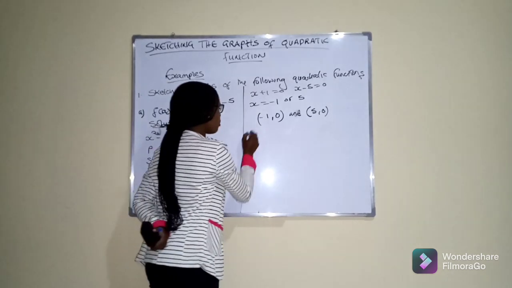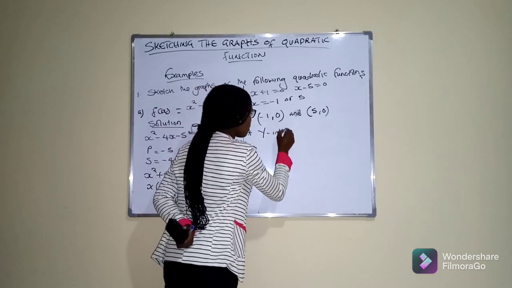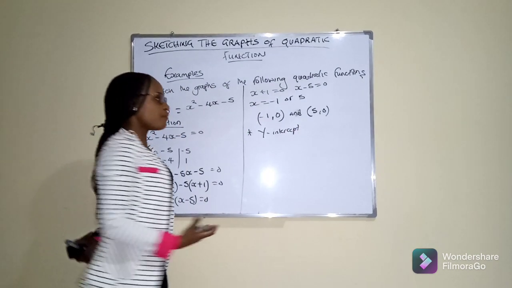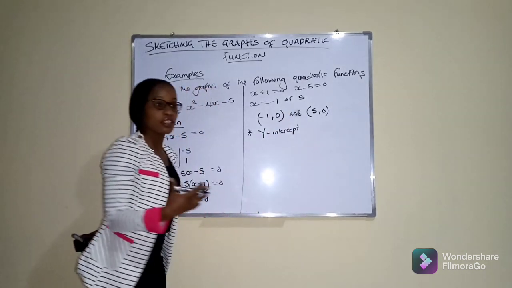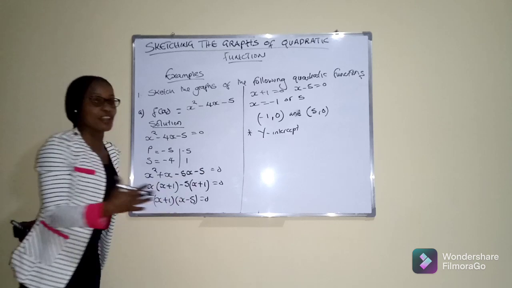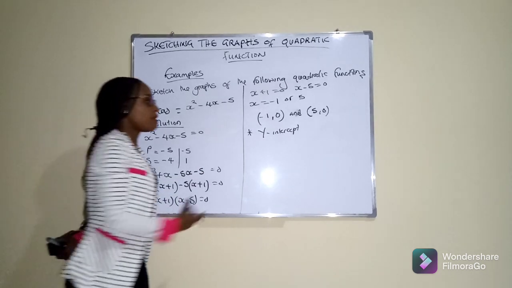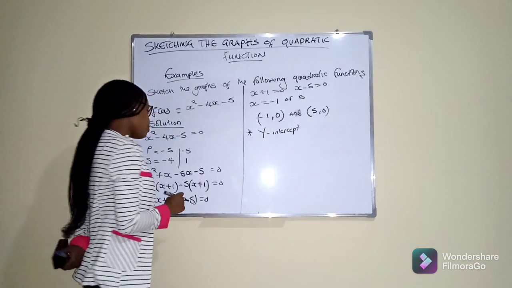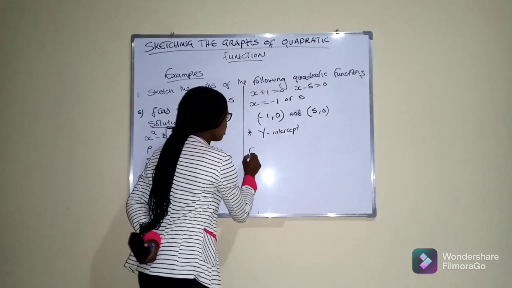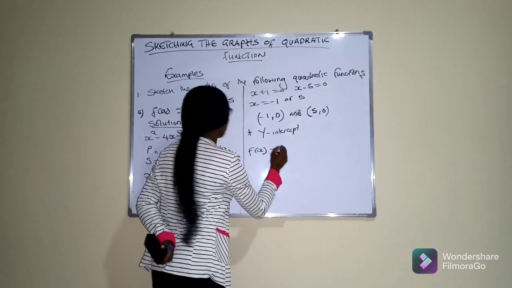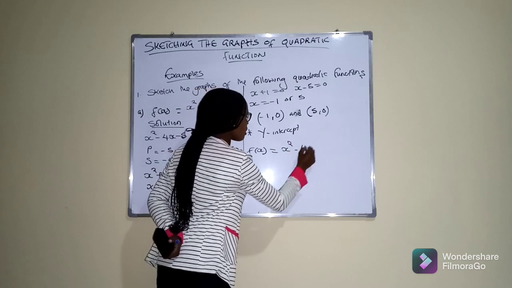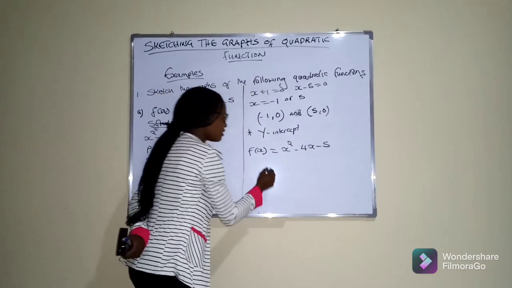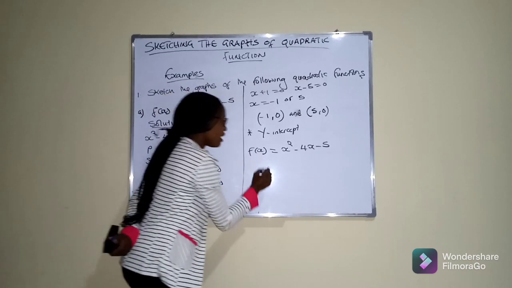Then the second thing, we're going to find the y-intercept. And how do we find this y-intercept? For us to find the value of x, we considered y to be 0. But in this case, we're now going to consider the value of x to be 0. So from the function that we have, f(x) = x to the power 2 minus 4x minus 5, this simply means that now we are going to consider x to be 0.